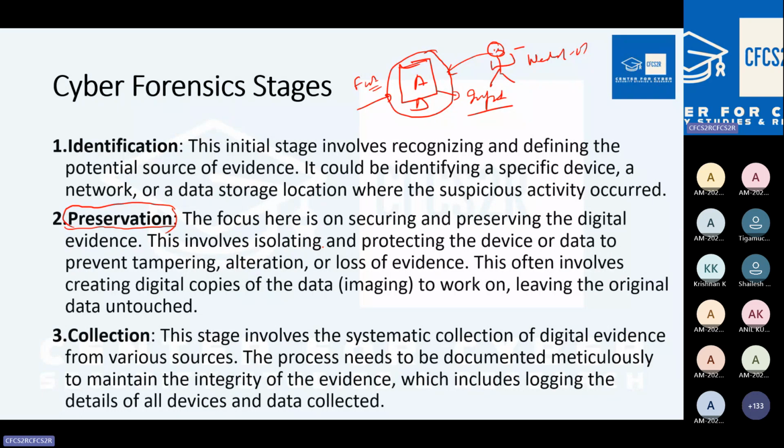So the focus here is on securing and preserving digital evidence. This means isolation, not logically but physically, and protecting the device or data to prevent tampering, alteration, or loss of evidence. In this case, when the system is formatted, it is a loss of evidence. Still, a forensic investigator can retrieve the data even after formatting, but it is definitely a more tedious task. This involves creating digital copies of data, leaving the original data untouched. So there are a lot of things that need to be done. These are the three important stages.